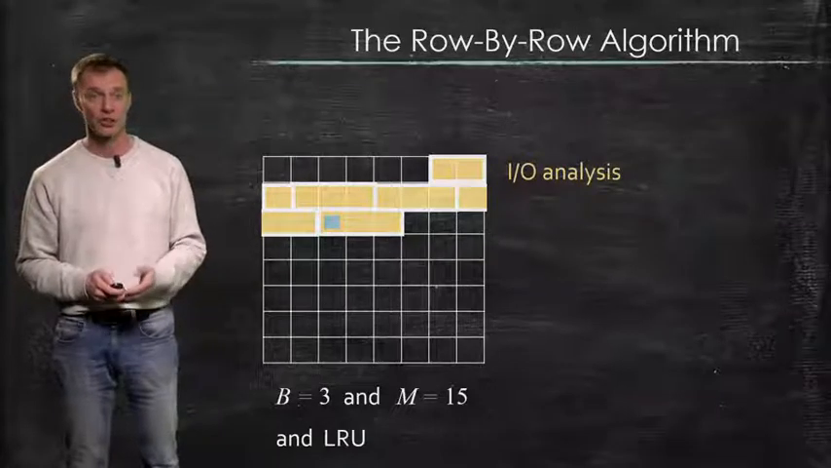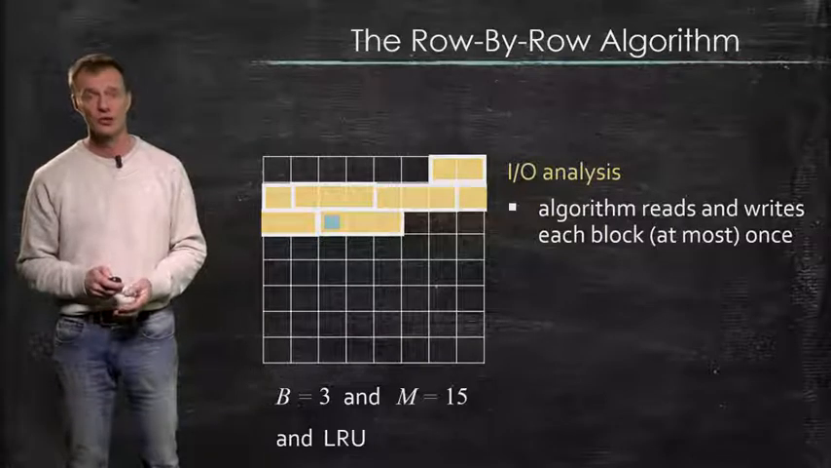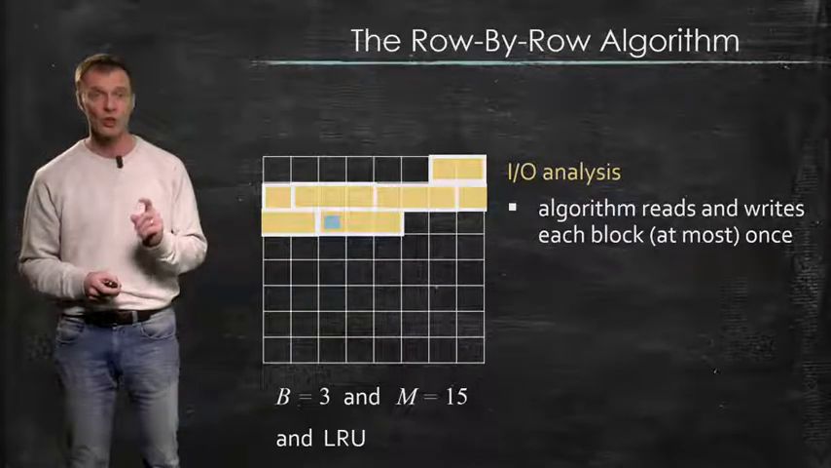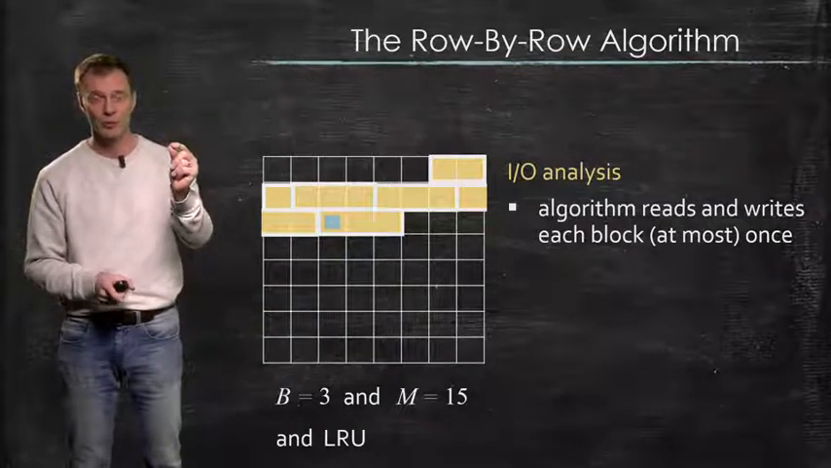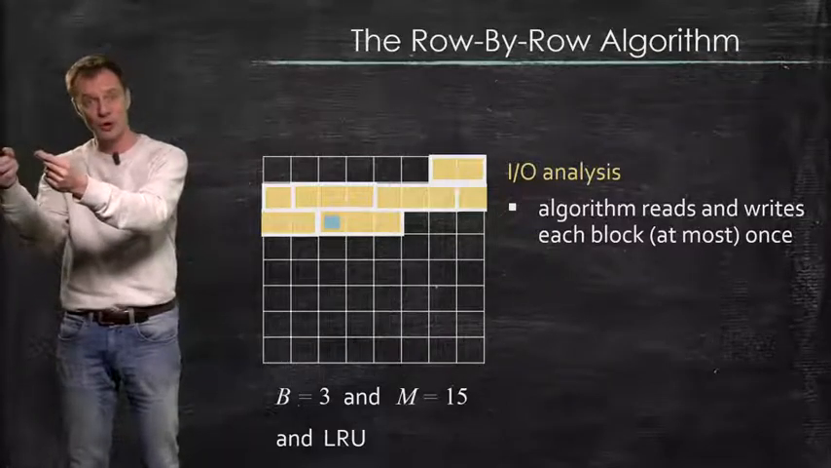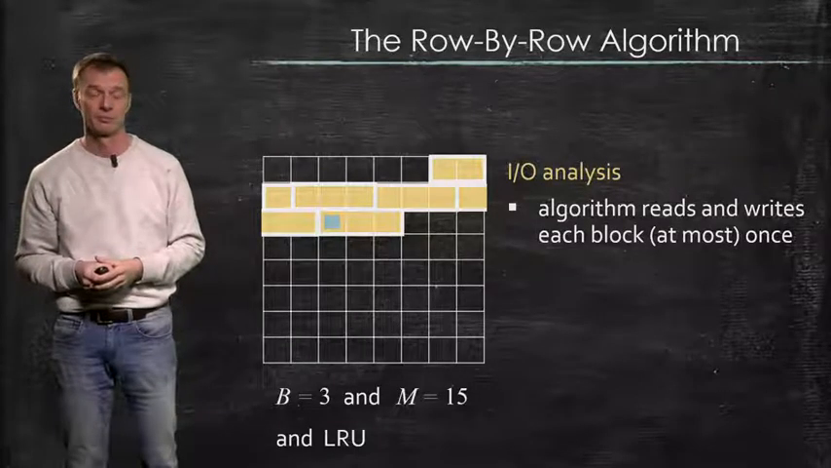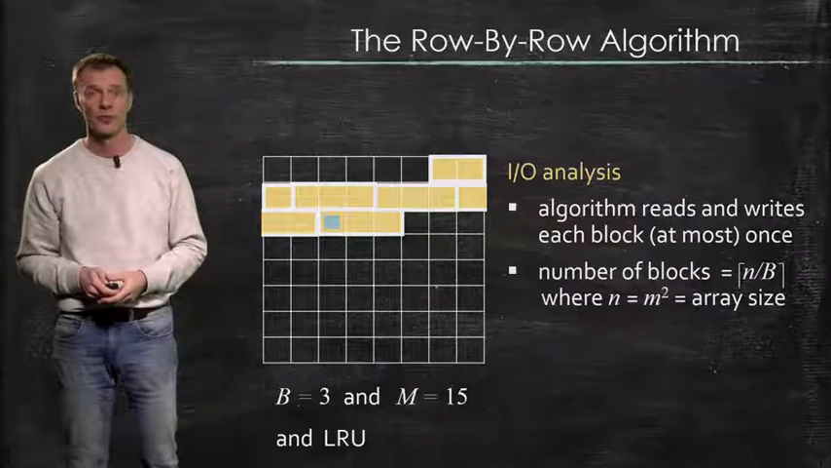Now let's have a look at the number of IOs. It's easy to see that this algorithm is going to read every block only once. When we read it, we use the first element from the block, then the next ones, and so on. Then when we go to the next block, we will never use this block again. So each block is read only once.